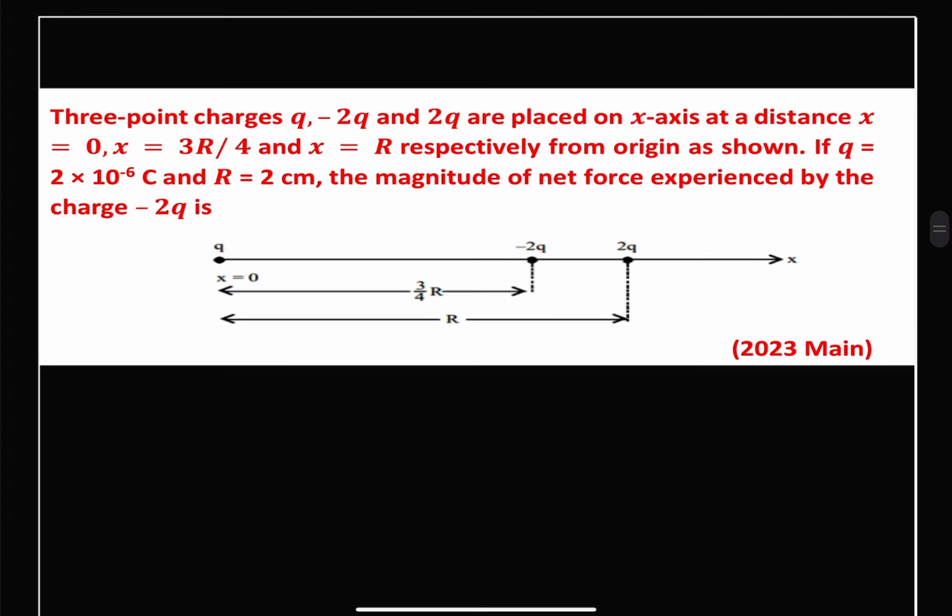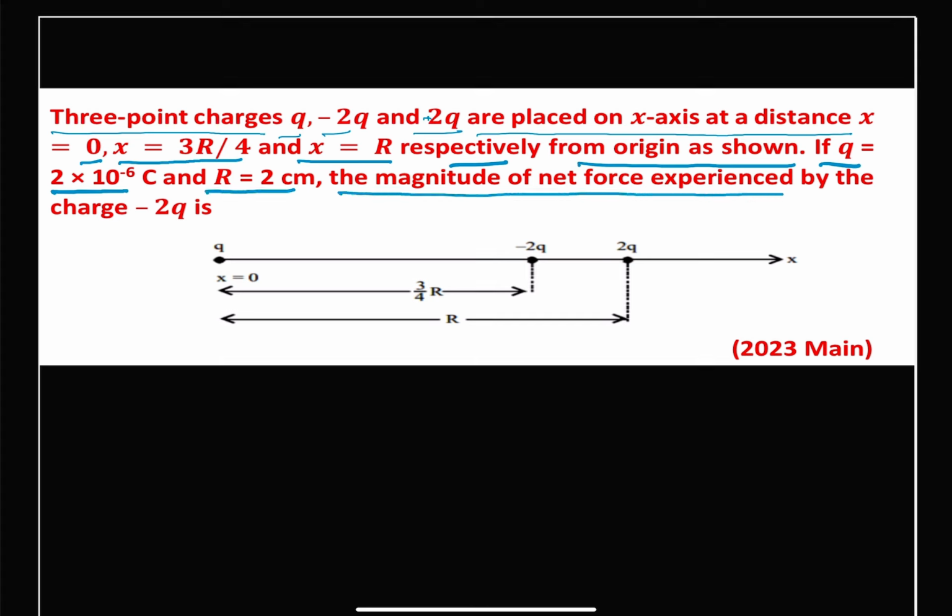We are given 3-point charges Q, minus Q and plus 2Q placed on the x-axis at distances x equal to 0, x equal to 3r by 4 and x equal to r respectively from the origin as shown. If Q is equal to 2 into 10 to the power minus 6 coulomb and r is 2 centimeter, the magnitude of net force experienced by the charge minus 2Q is.